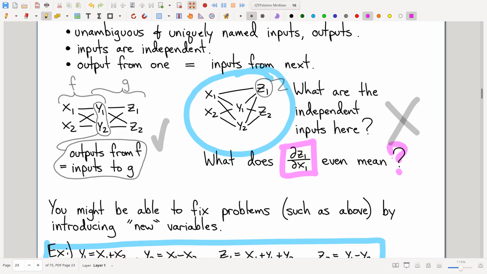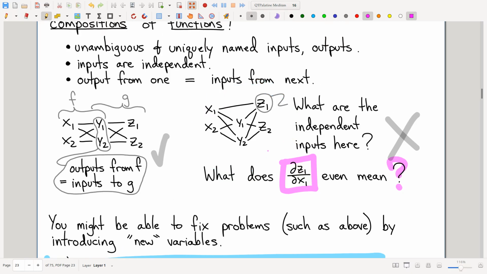Okay, well, z1 seems to depend on these three variables. So maybe partial of... oh, come on, already? Okay, sorry.